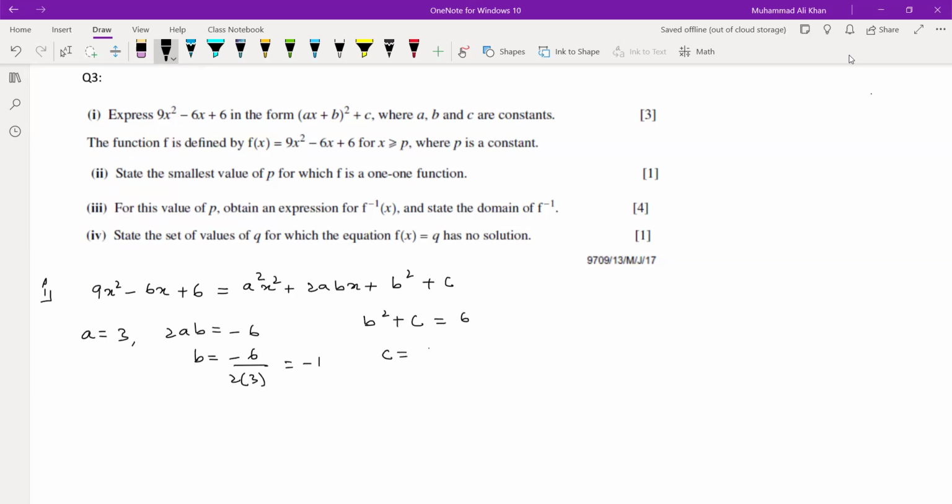So c equals 6 minus b squared. Minus 1 is squared. So 6 minus 1 is 5. Are you clear? Any confusion?